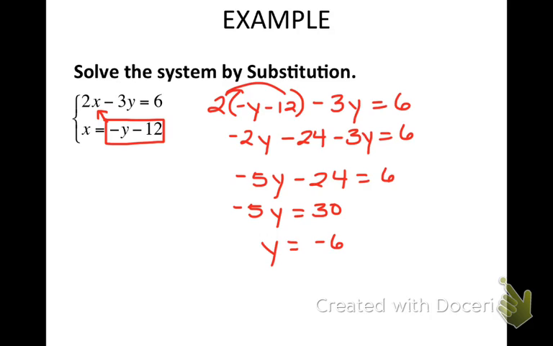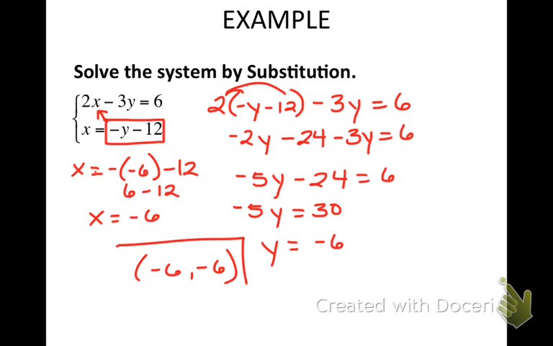Remember, your solution is an ordered pair, x comma y. I only have half the battle done. Even though that was a lot of work, I only have half of the solution. To find the x, put that in place of your y in that box that we just created. So x is equal to the negative of negative 6, minus 12. Well, the negative of negative 6 is 6, minus 12 is negative 6. So my solution is negative 6, negative 6.